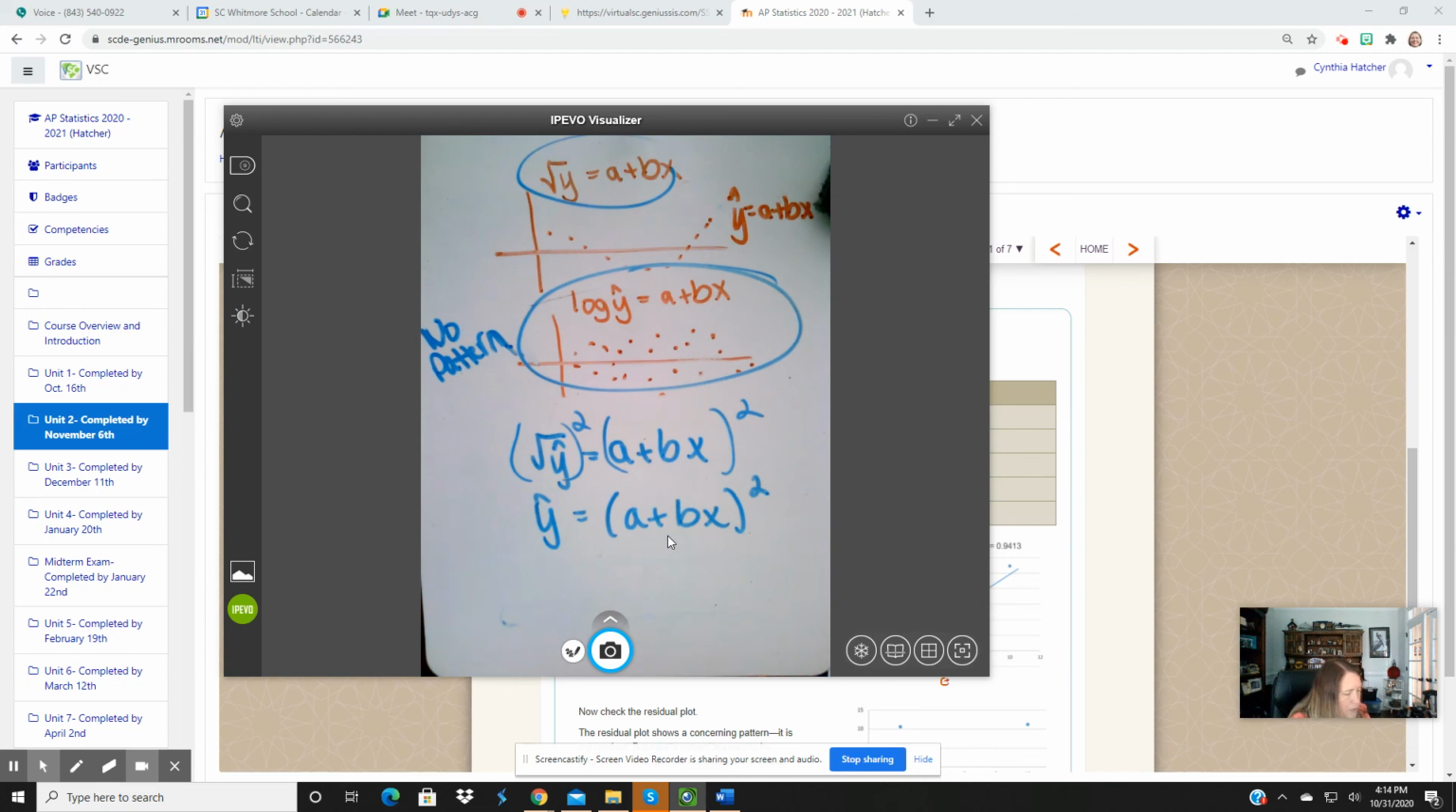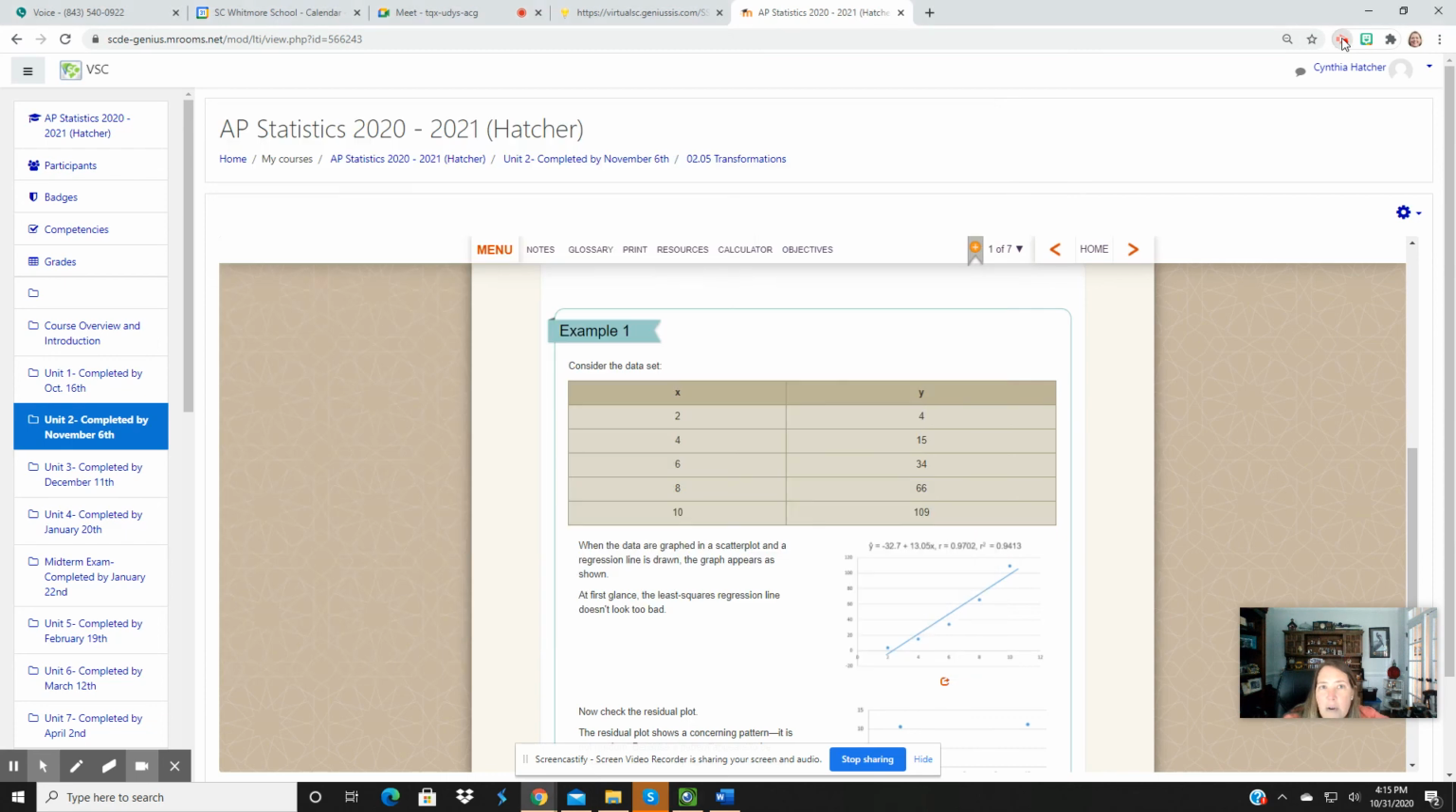So as you're doing these transformations, you will have to solve them for y hat if they are not already solved.